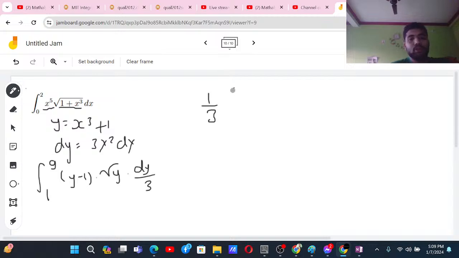So 1 by 3, integral from 1 to 9 of y to the power 3 by 2 minus y to the power 1 by 2 dy.